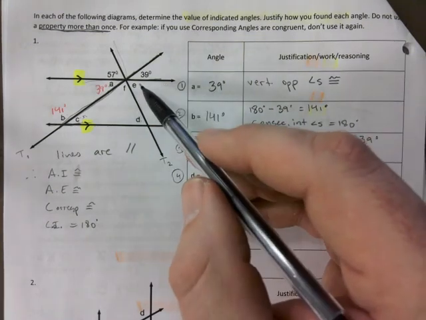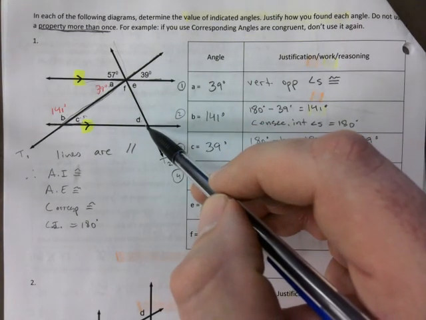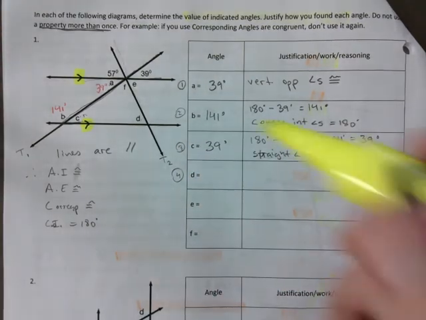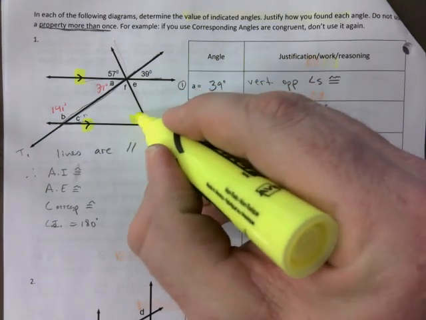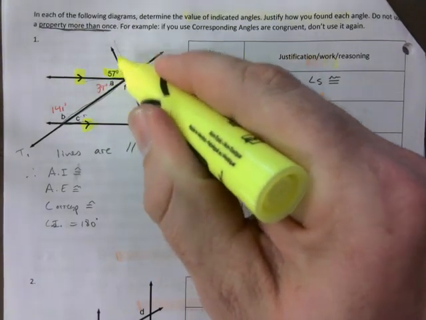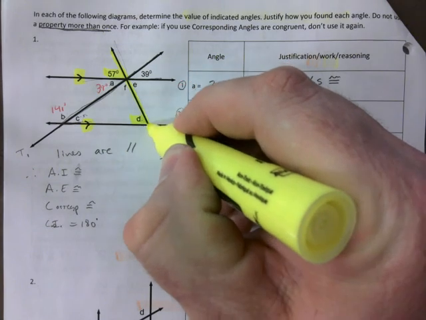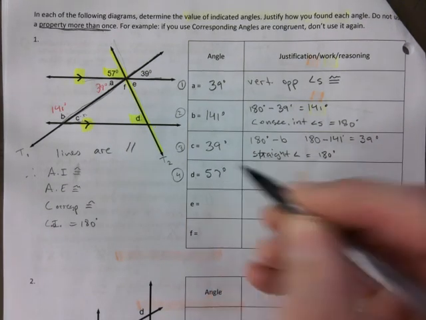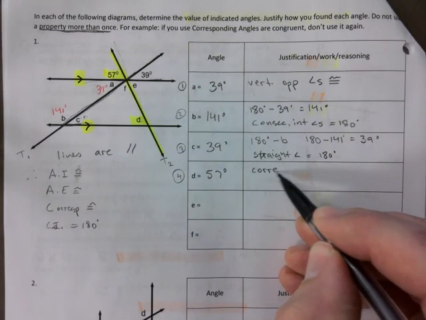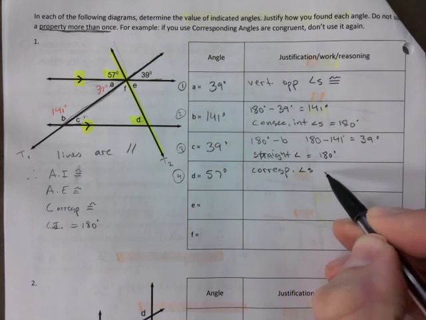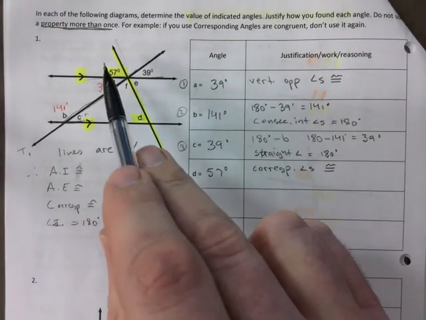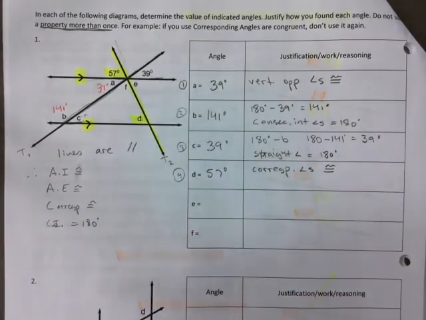Okay. Can I do D just off the bat? D and 57 are what? If I follow this one? Corresponding. That's right. So I'm going to just say 57 right off the bat. I'm just going to say that corresponding angles are congruent. These two are corresponding. Okay.